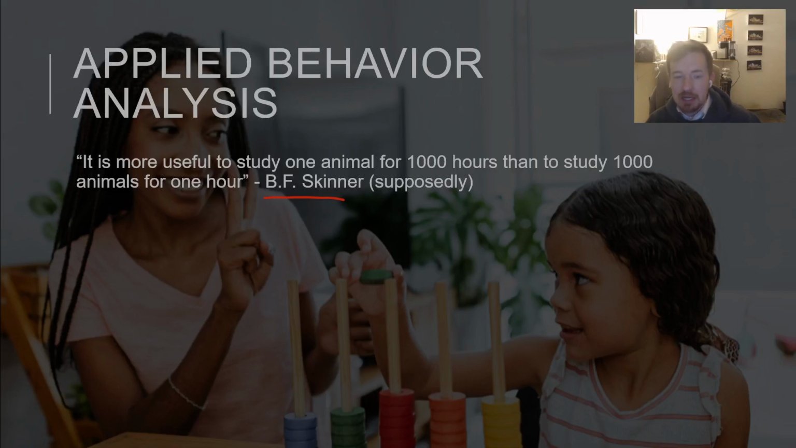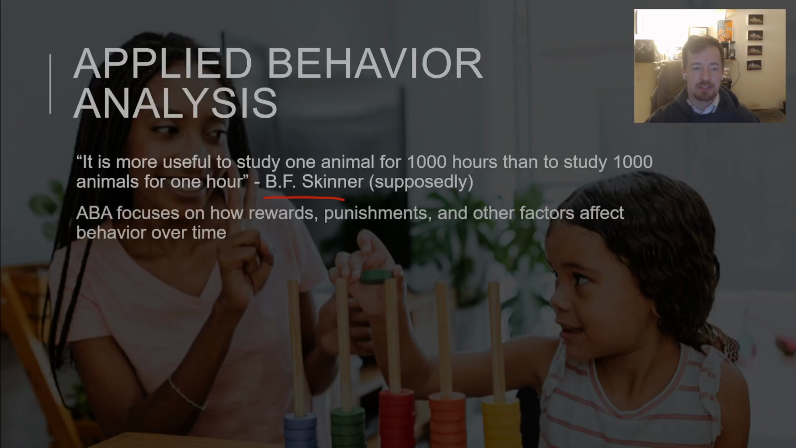Now, when I was in your shoes taking research methods and I heard this quote, it kind of blew my mind because I hadn't thought about it that way. Because I think there's a lot of truth to that. If you want to understand somebody's psychology, it's much better to follow that individual for 1,000 hours and really understand them than to study 1,000 people for 1 hour to try to extrapolate to that individual.